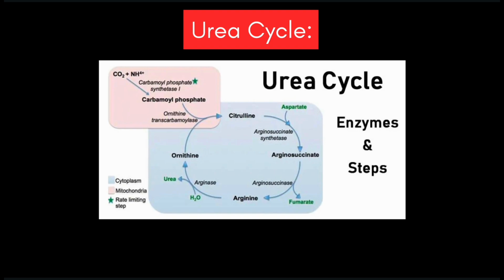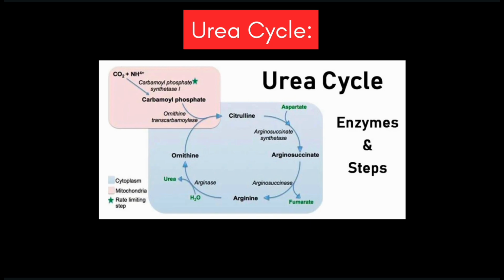Next, we have citrulline to arginine conversion. Citrulline is transported from the mitochondria to the cytoplasm, where it reacts with aspartate to form argininosuccinate. This reaction is catalyzed by two enzymes, argininosuccinate synthetase and argininosuccinate lyase.